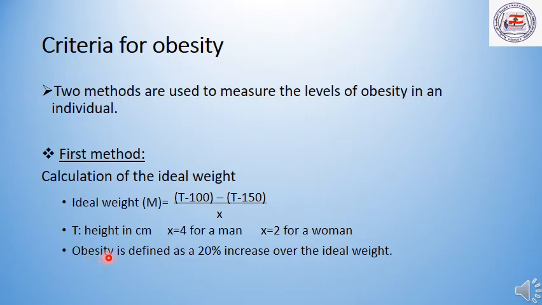After calculating the ideal weight, you compare it to this individual's actual weight. If the difference was 20% or higher, then definitely obesity is considered. Obesity is defined as a 20% increase over the ideal weight.